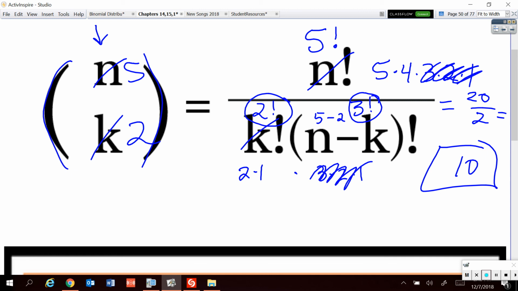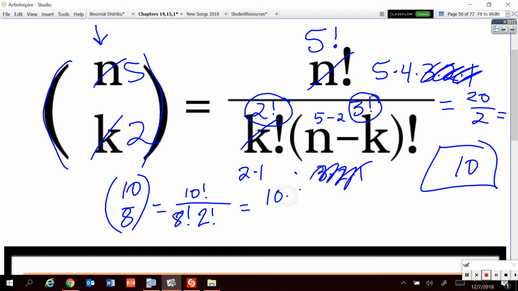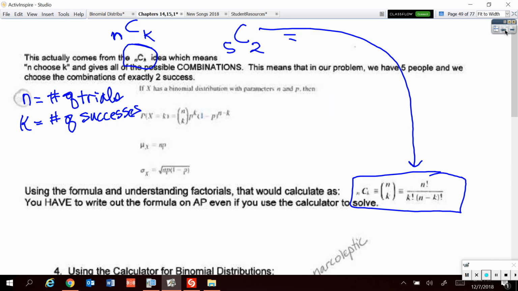So this is the way you could do any problem. If you had 10 choose 8, then we could do 10 factorial over 8 factorial times 2 factorial. That would end up being 10 times 9 over 2, so that would be 45 different combinations. That would not be fun to draw out. All right, so the moral to that story is that is how you could mathematically compute the combinations. We're eventually going to let our calculator do that for us, even in a different process.